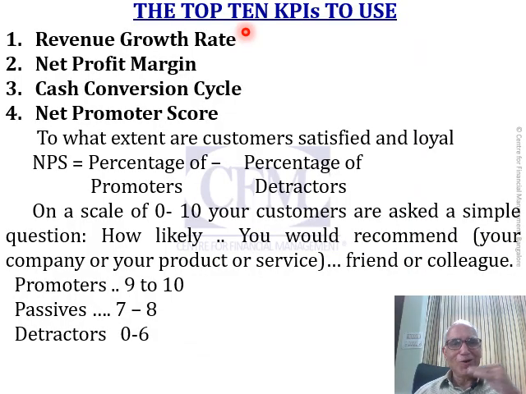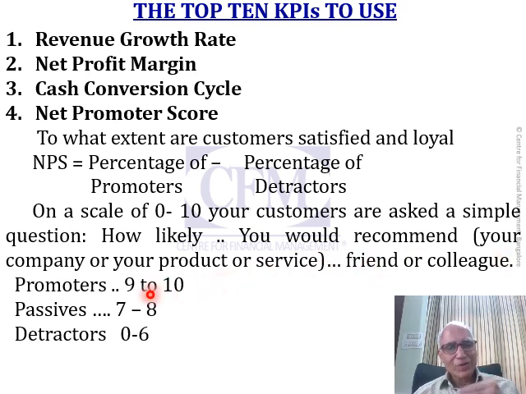Here is a list of top 10 key performance indicators to use. 1. Revenue growth rate. 2. Net profit margin. 3. Cash conversion cycle or cash cycle. 4. Net promoter score. Net promoter score measures the extent to which customers are satisfied and loyal. NPS or net promoter score is measured in this manner: percentage of promoters minus percentage of detractors. On a scale of 0 to 10, customers are asked to answer a simple question: how likely is it that you would recommend your company or your product or service to a friend or colleague?